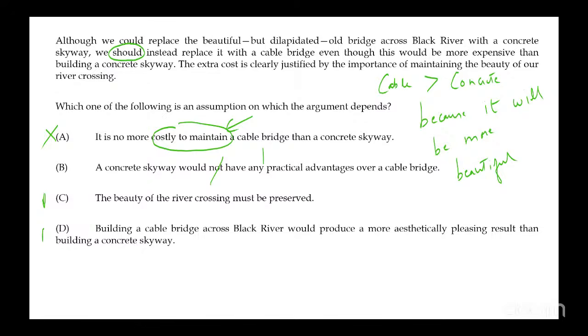So as I said, the author is not assuming that it will have no practical advantage. In fact, one of the practical advantages, as I said, could be the cost saving, right? So the author is already accepting that. So the author is not assuming this. So B is out, right?